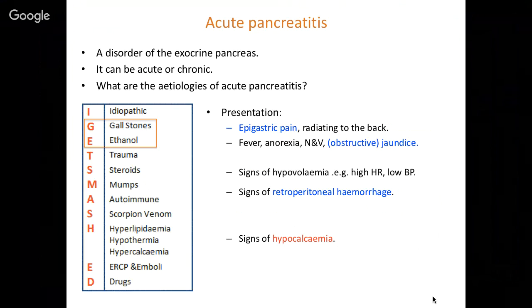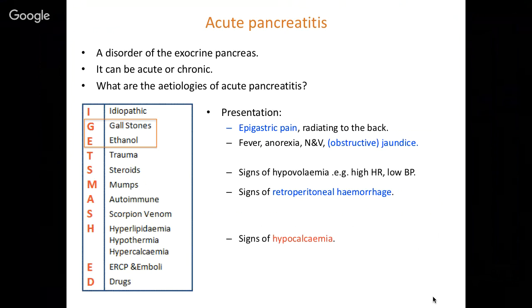Okay, so that's a bit of anatomy of the pancreas. In terms of acute pancreatitis, it's a disorder of the exocrine pancreas, as we talked about before. So acinar cell injury with accompanying inflammation. It can be acute or it can be chronic. So with chronic pancreatitis, you generally get progressive disease, scarring and fibrosis. And it's generally due to alcohol and years of chronic alcohol consumption. You can generally pick it up in a clinical setting. In terms of etiologies of acute pancreatitis, I GET SMASHED is a nice mnemonic, but by far the majority of causes are alcohol and gallstones as well.